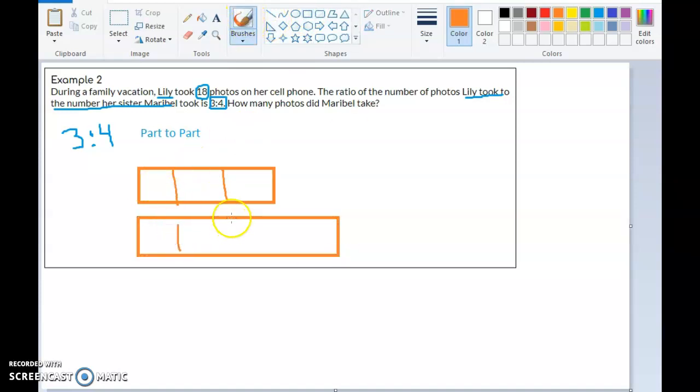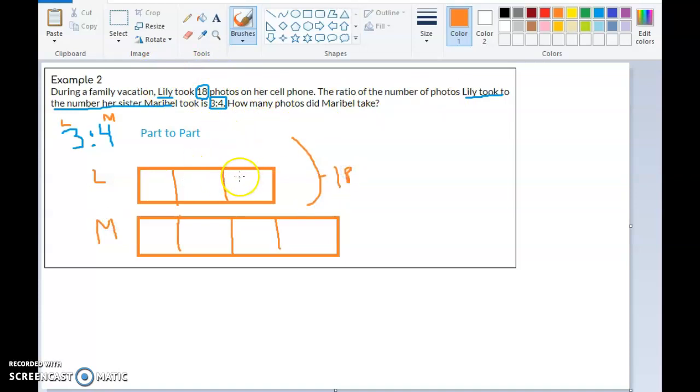Okay? Now, I didn't put any labels on these, so I'm not really sure what things belong to, so I have to go back and read, okay? So the ratio is Lily took to her sister. So this one is Lily, and this one is Marabella. Okay? So Lily's here, Marabella's here. This one's a little different because the 18 is only talking about Lily. Okay? So the 18 is only on that top box.